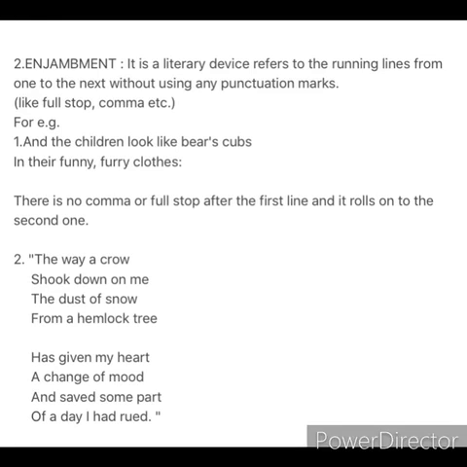Second example is from the poem Dust of Snow, written by Robert Frost. The way a crow shook down on me the dust of snow from a hemlock tree has given my heart a change of mood and saved some part of a day I had rued. This is an 8-line poem, but you will not find any punctuation mark after each line, and only at the end of the poem, after the word rued, there is one full stop. So this whole poem is a good example of enjambment.